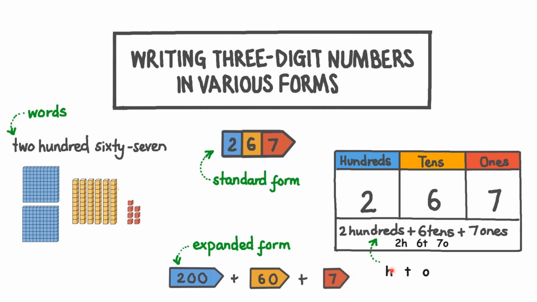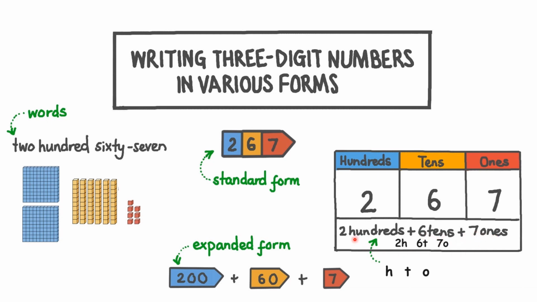Now, the fourth way is to use the HTO. HTO is an abbreviation for H for hundreds, T for tens, and O for ones. Also, we used to do it with tens and ones before, but now we are adding one more value. So my number is 2 hundreds, 6 tens, 7 ones.